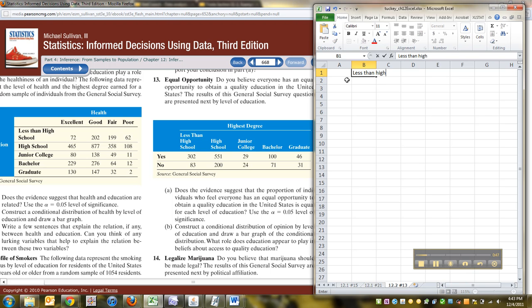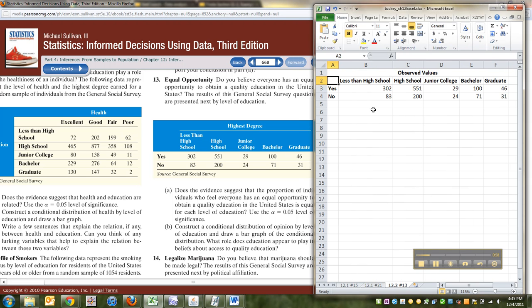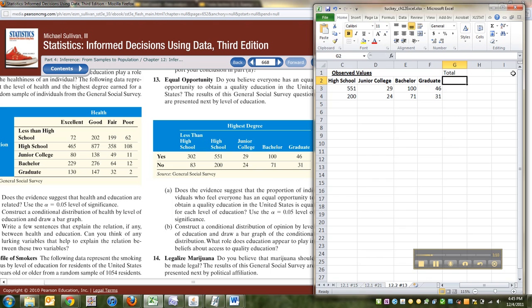All right, so I'm going to type up the information from that table into this table, and I'll be right back with that. All right, and just in case it's not clear, these are the observed values, right? Okay, so we're going to need totals for both of these rows and columns. So I'm going to type total over here and total over here, on the rows.